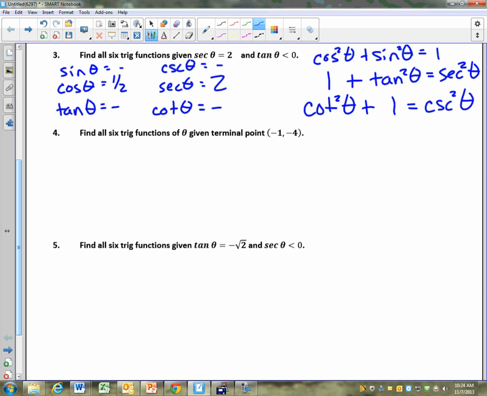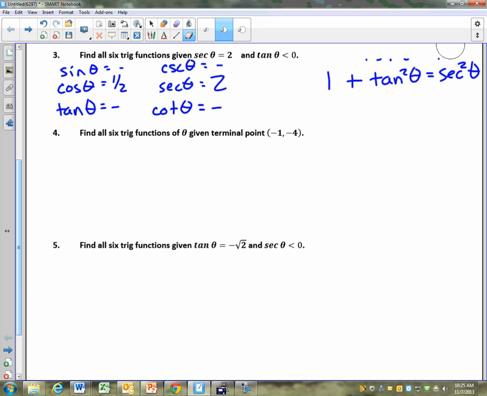Which one of these do I want to use? You could use the first or the second, whichever one you want. I really like the second one because it's got the 2. I'm going to use the second one. I'll set up the formula. 1 plus tangent squared of theta is equal to, what is secant squared? 4, yep.